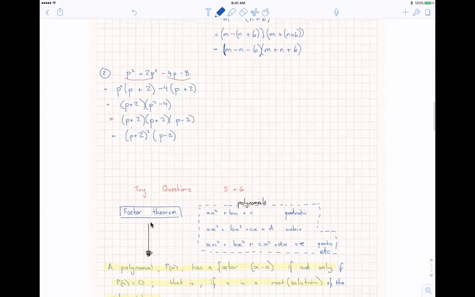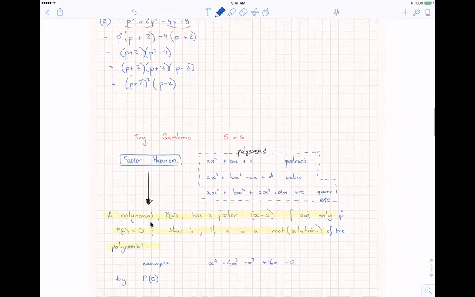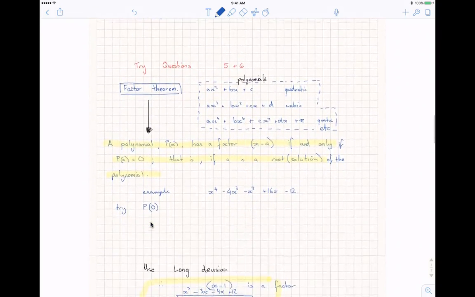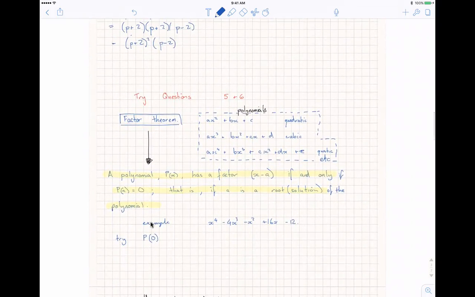Okay, so for higher order polynomials, remember that first of all, try questions 5 and 6 from exercise 1.2 before you do this next bit. I think question 5A is wrong in the textbook, so skip it.